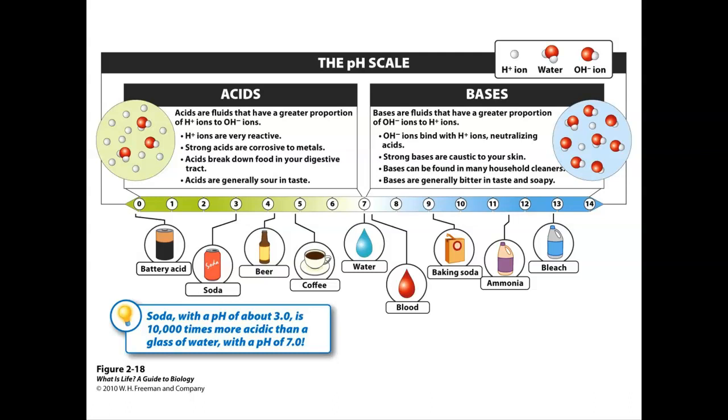Bases are going to have a greater proportion of hydroxide ions to hydrogen ions, and those hydroxides are going to bond with hydrogen ions and help neutralize acids. So if you have an acid spill, you would neutralize it with a base, and that would create a salt and water. If you were to add water to that acid, it's going to take the hydrogens out of the water and actually make it into a stronger acid. So that can be dangerous. You always have to neutralize it if you have a spill of either side.